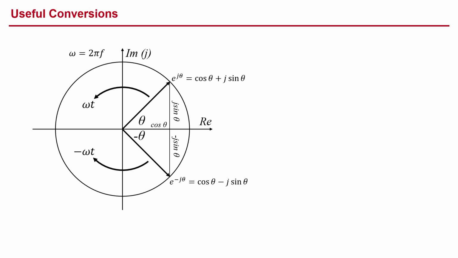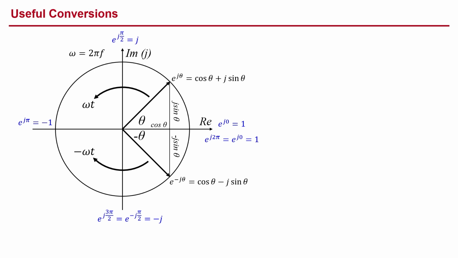Here are some useful conversions around our unit circle. E to the j times 0 equals 1. E to the j times pi over 2 equals j. E to the j times pi equals negative 1. E to the j times 3 pi over 2, or e to the minus j times pi over 2, equals minus j. And e to the j times 2 pi is the same as e to the j times 0, which equals 1.